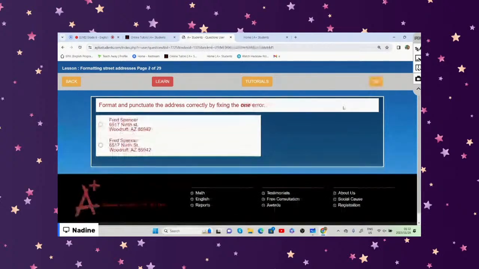All right, so we need to once again format and punctuate the address correctly by fixing one error only. If we try and fix an error in the first one, then we're addressing it to Fred Spencer. Then we have our street address, which is 6517 9th Street. And remember, street needs to be capitalized S.